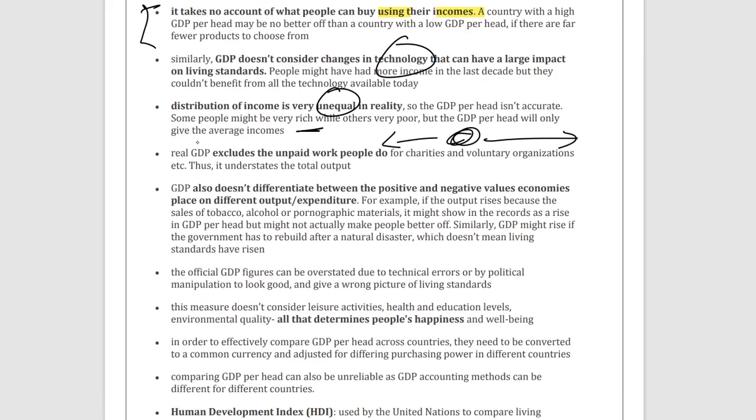The next thing you'd say is that real GDP excludes unpaid work. That means people that do charities, voluntary organizations, and stuff like that. That understates total output, meaning output will fall because it's not taken into consideration in output. Okay, so that one is excluded.